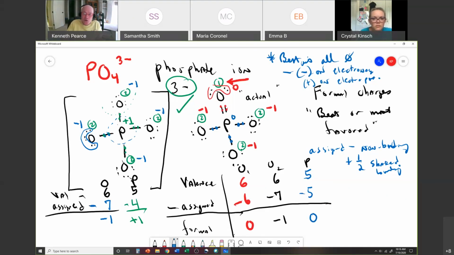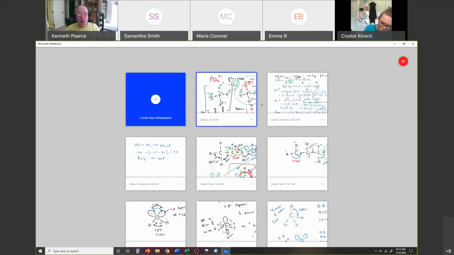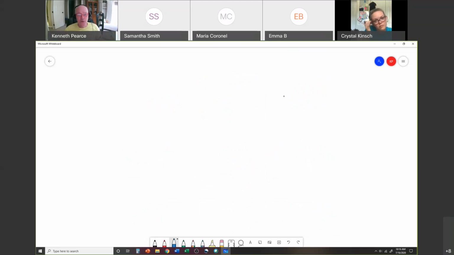Okay, so this is the most favored of the forms. That doesn't mean the one on the left-hand side doesn't exist. It just means that the one on the right-hand side is by far more favored.